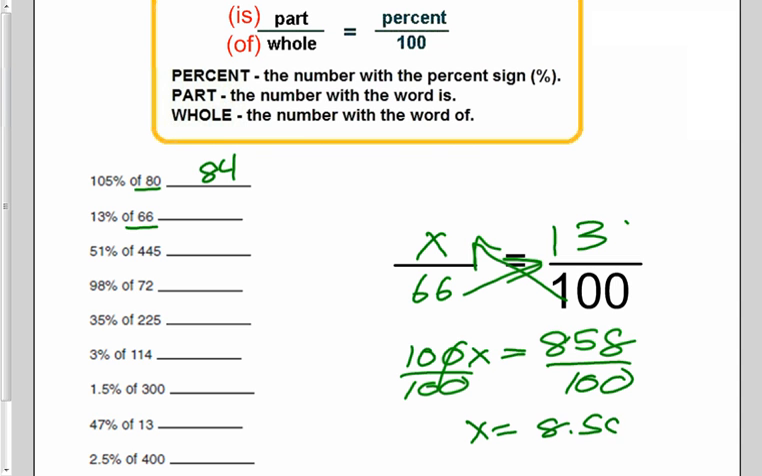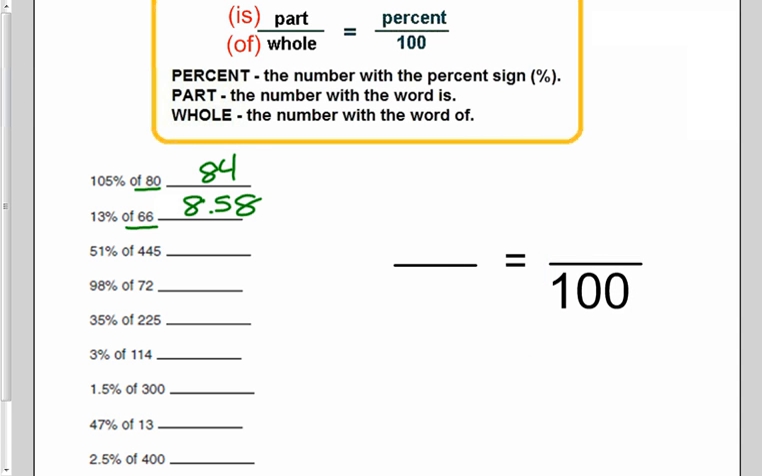Now, you can speed this up if you recognize that when you divide by 100, remember in the number 858, our decimal is right here. Every time I divide by 100, I am moving the decimal to the left 2 times. So that will save you some time once you can remember that. And it's okay for us to have a decimal. All right, let's try another one.